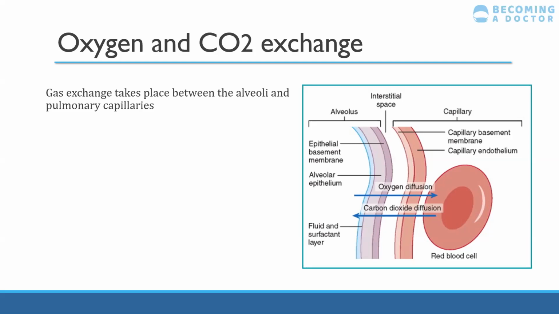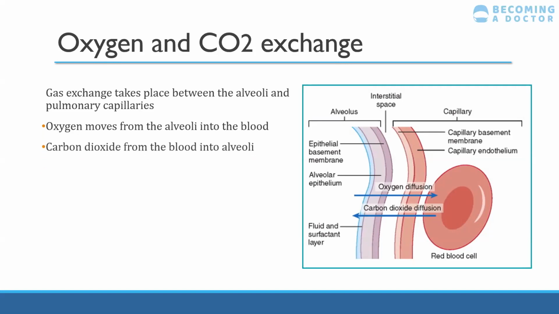When we're talking about gas exchange in the lung, there are two main gases. Oxygen moves from the external environment through the conducting airways into the alveoli. Because there is a high partial pressure of oxygen in the alveoli and a low partial pressure in the surrounding blood in the capillaries, oxygen will then move from the alveoli into the blood down the partial pressure gradient.